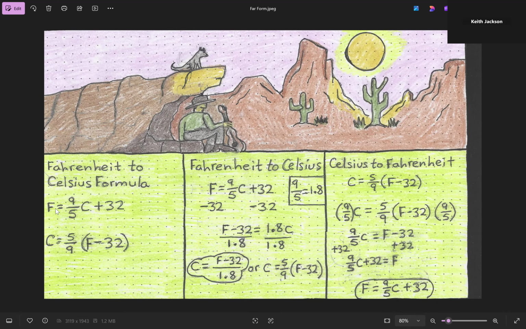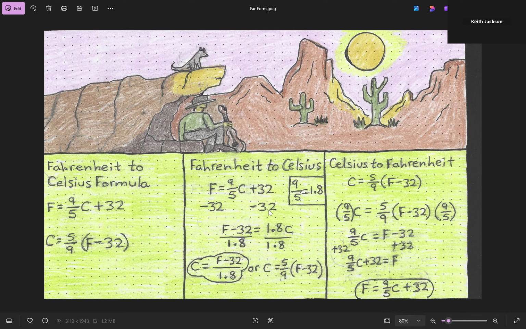And so again, Fahrenheit is equal to 9/5 Celsius or 9/5 C plus 32, while degrees Celsius is equal to 5/9 times the quantity of Fahrenheit minus 32. And so we're going to go to the first example in which we're going to convert Fahrenheit to Celsius, keeping in mind that 9/5 as a fraction is equal to 1.8 or 1 and 8 tenths as a decimal.